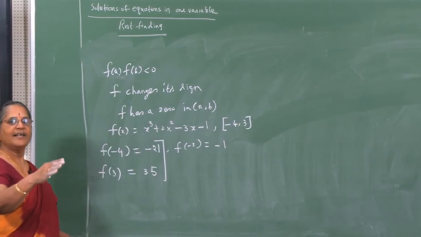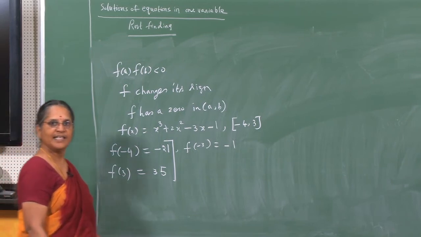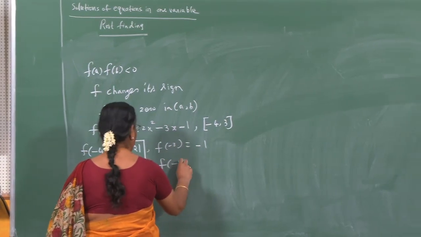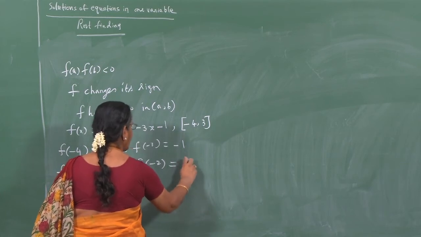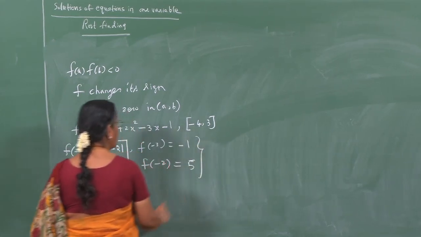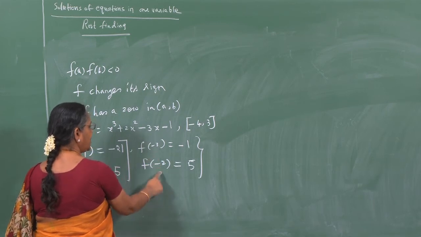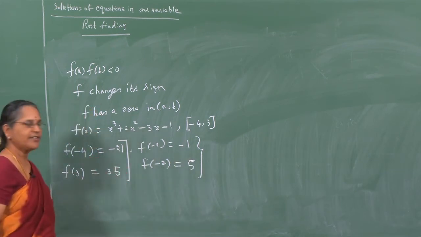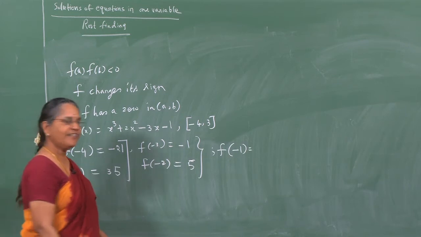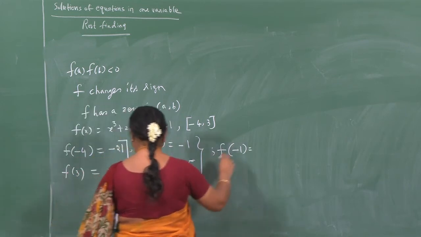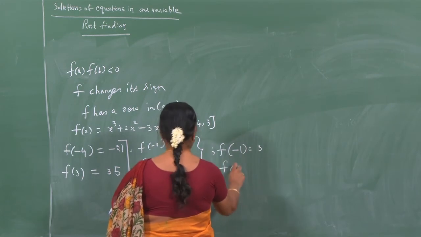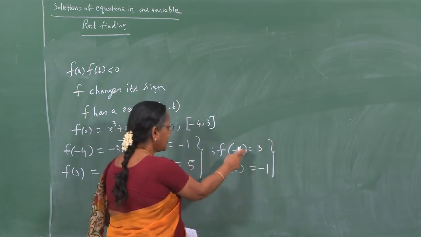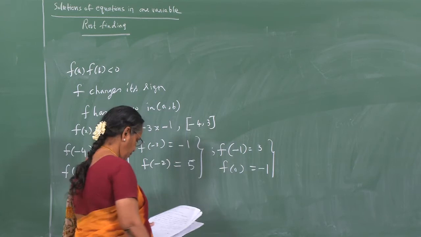Let us see whether there are some more zeros in this interval for this equation. f of minus 3 is minus 1, and if I compute f of minus 2, it is 5. And so, again I conclude that there is a root between minus 3 and minus 2, because f of a into f of b is negative. Let us now evaluate f at minus 1, and that turns out to be 3, and f at 0 is minus 1. So, again the sign changes. So, there is a root between minus 1 and 0.